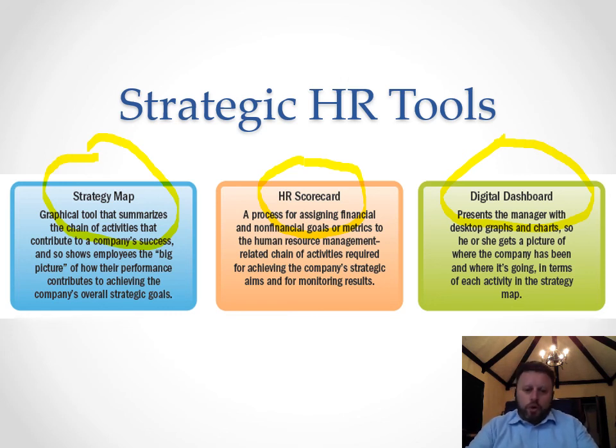Next is the HR scorecard. Now, this is for each goal that we have. So if the goal is customer satisfaction or efficiency or productivity, or it could be a goal that we have for an individual person, and again, this is on the computer, it's this way of measuring and monitoring results quantitatively using numbers. And the digital dashboard, again, is on the computer. It is a picture of where the company's been and where it's going. But it's pretty much a microscope for everything in the strategy map.